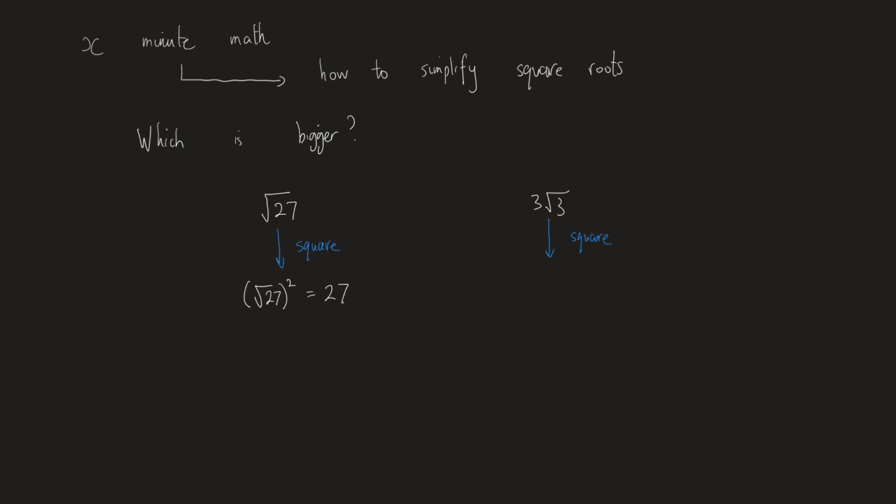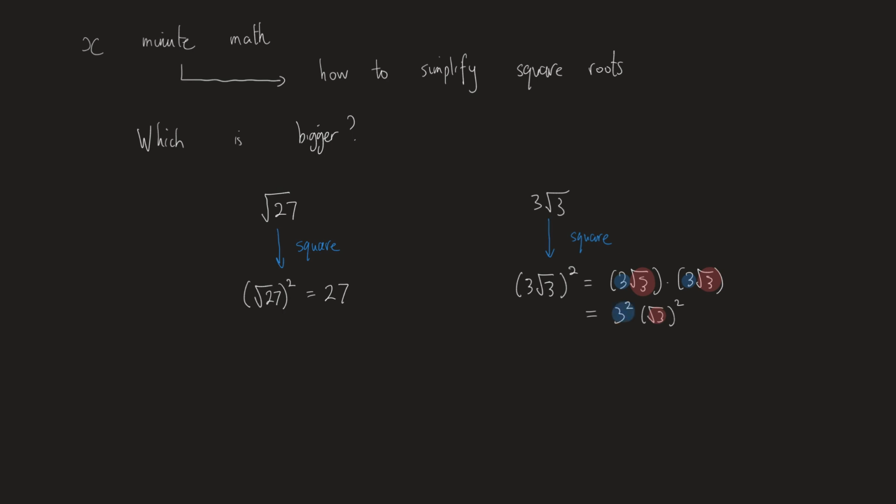On the other hand, 3 root 3, if I square that, well, let's just write it out in full. I get 3 root 3 times 3 root 3. Now I can use some properties of multiplication here to rearrange this product. I can gather the factors that are 3, and I can gather the factors that are root 3, and I can rewrite this as 3 times 3, 3 squared, and I can take root 3 and write that as root 3 squared. Right? I'm just using the commutative property of multiplication of the real numbers.